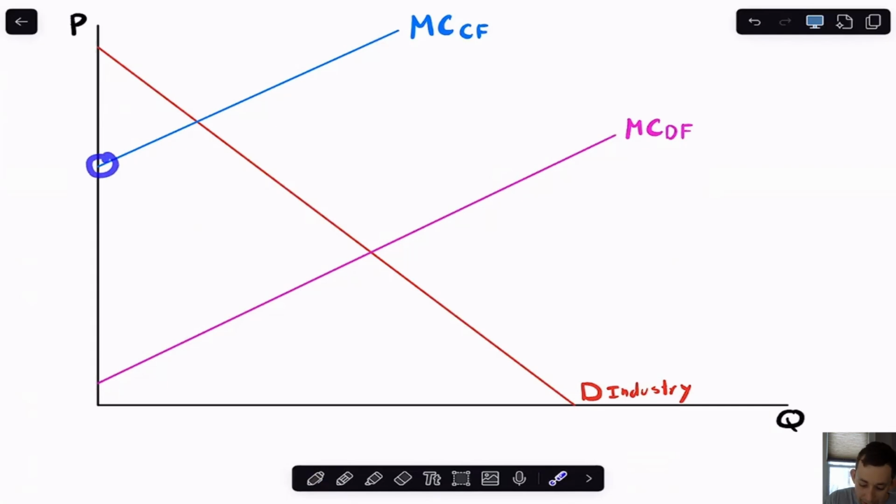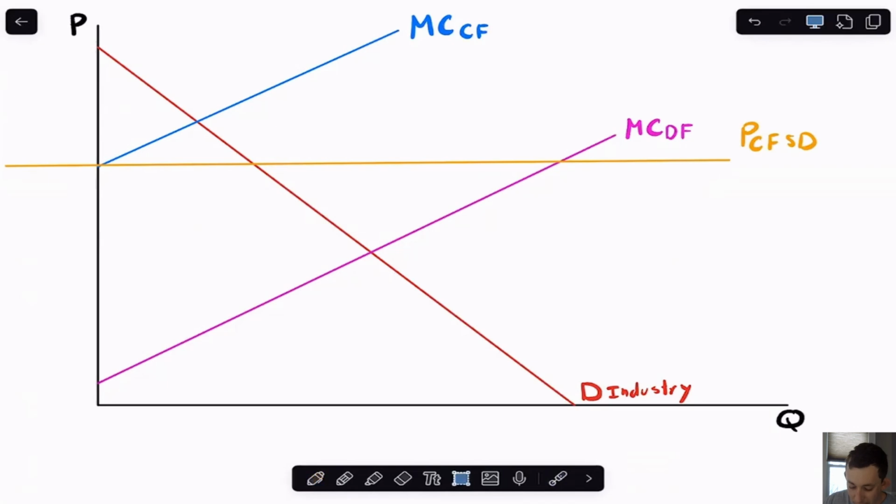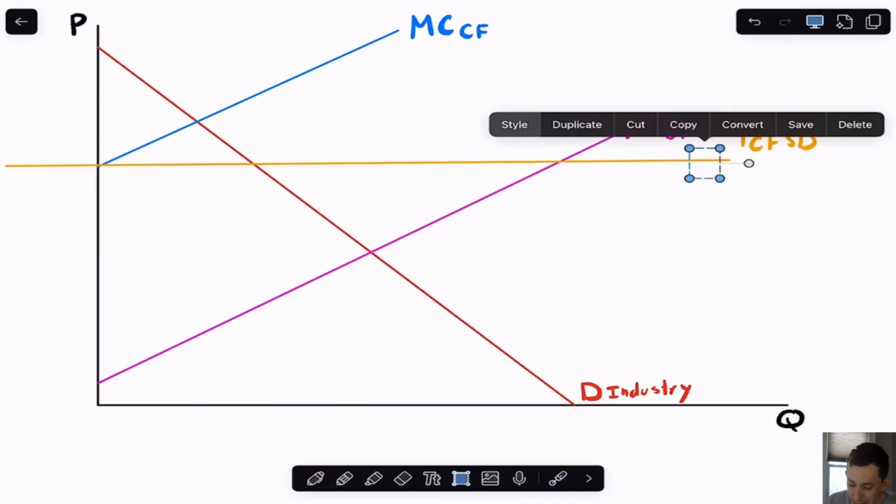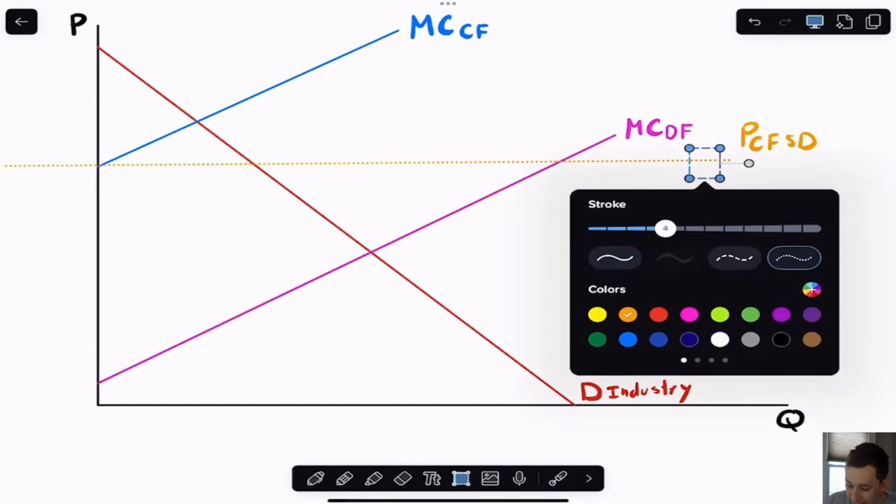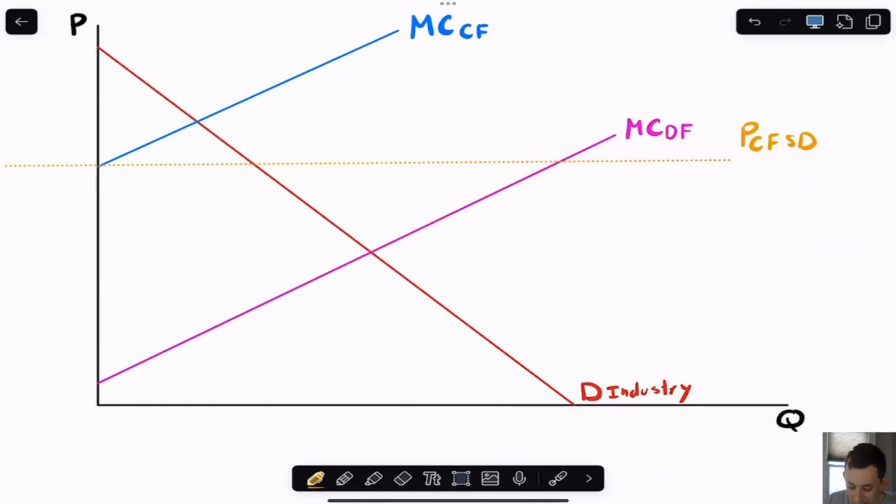Okay, this point right here, this is the price at which the competitive firms are willing to supply 0 units. So this is where the competitive fringe is going to drop out. So what I'm going to do is put a little line all the way across here. And I'm going to call this the price at which the competitive fringe shuts down, or where the dominant firm is the only supplier in the market. And that's going to be helpful in a second. So I'm just going to make that dashed so that hopefully it doesn't get too much in the way.